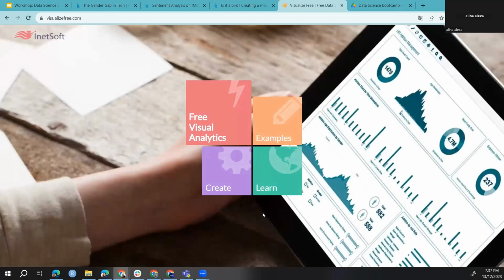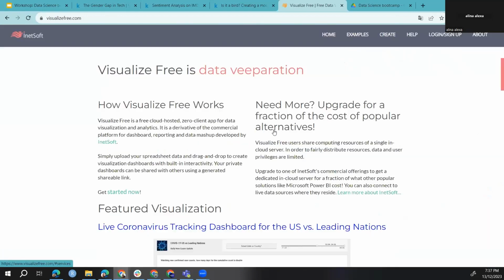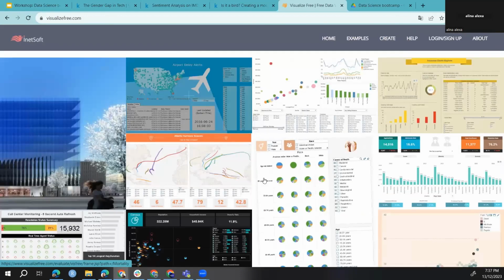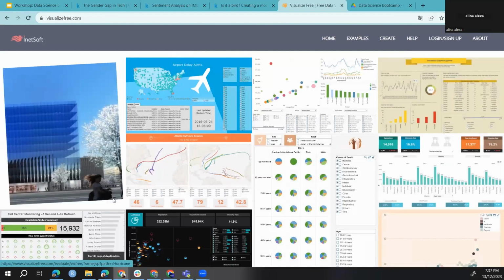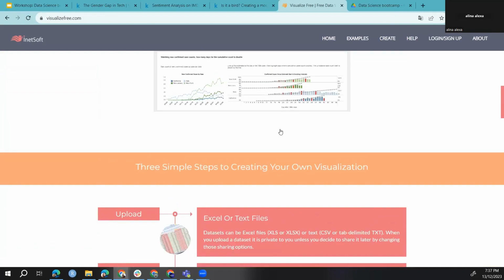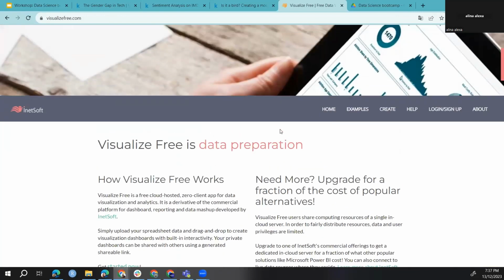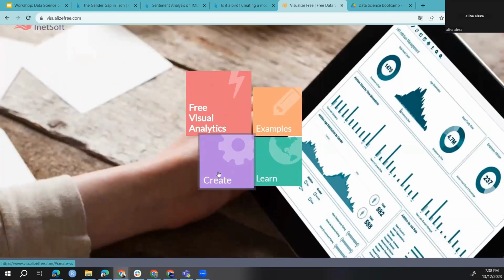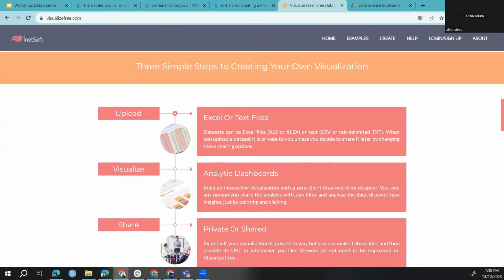I'm going to go to create because I want to create something. You could also go and see the examples if you wanted to later. There are a lot of amazing dashboards that people have created. But what I want you to do, we've seen enough. I feel we need to try. So we go up and press create.